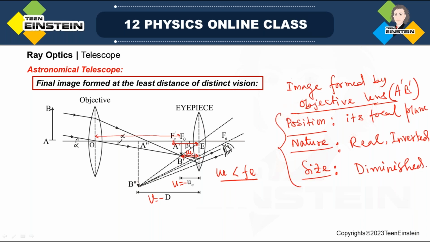Okay, so what do we see for the eyepiece then? Image formed by the eyepiece.